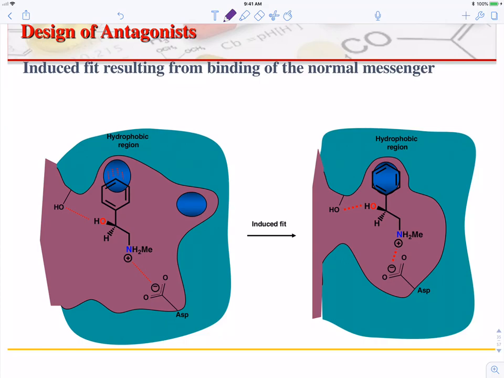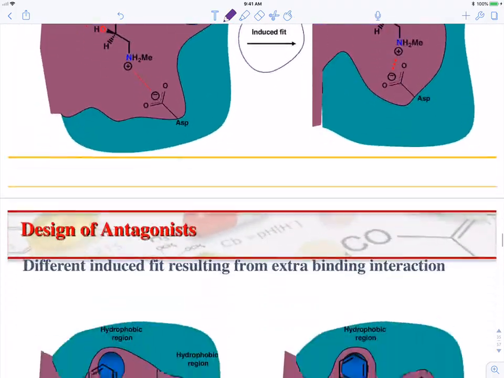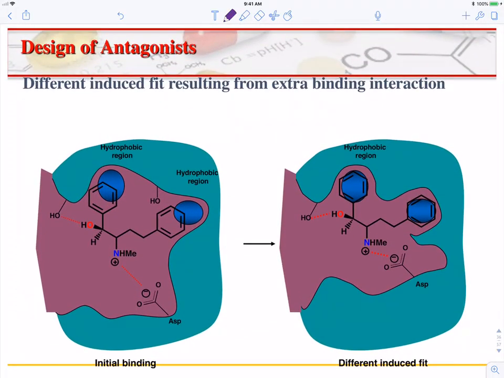Basically this binding changes the conformation of the receptor by induced fit, and that's the conformational change that results in cell signaling. So antagonists in general bind to the same binding site, and in fact they typically bind better, with higher affinity. What they do is occupy additional portions of the receptor.